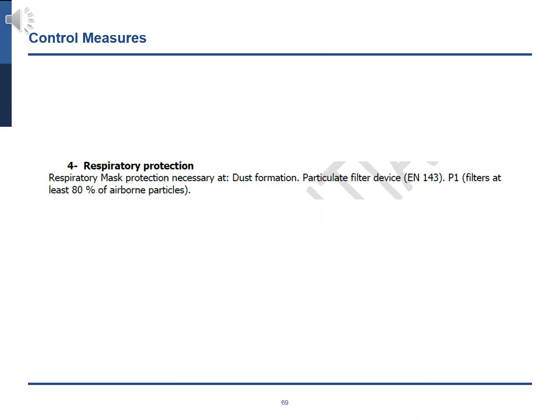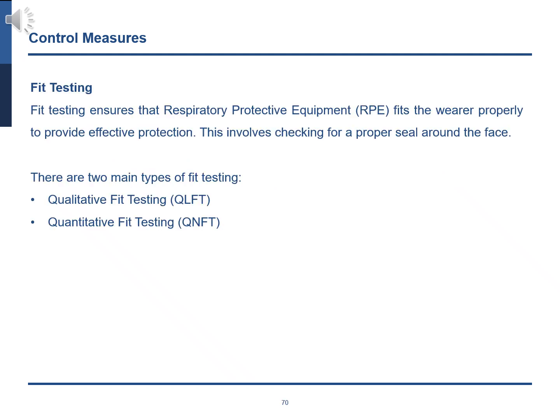For oil shale dust and ash, the minimum respiratory mask protection is: type of device, particulate filter device, EN 143. Filter class, P1, filters at least 80% of airborne particles. Fit testing. Fit testing ensures that respiratory protective equipment, RPE, fits the wearer properly to provide effective protection. This involves checking for a proper seal around the face.